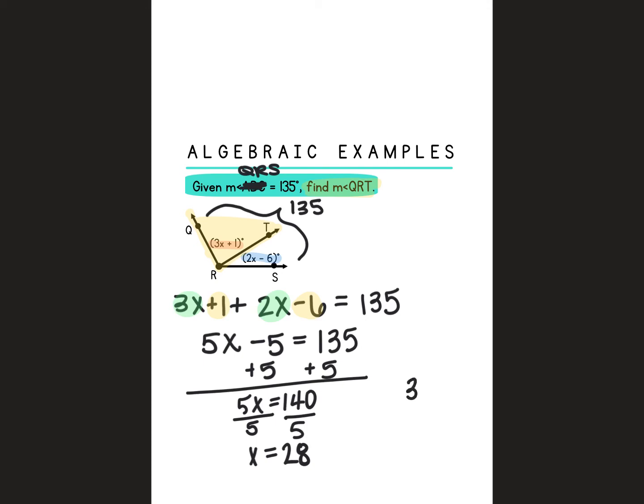So we are going to take that equation and we are going to plug 28 in for x. So 3 times 28 plus 1, which is 85 degrees. And that would be the final answer.